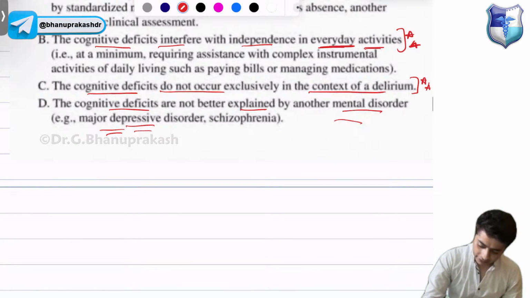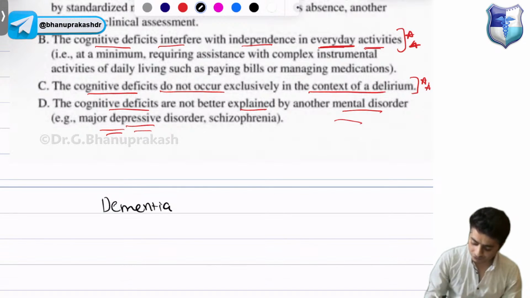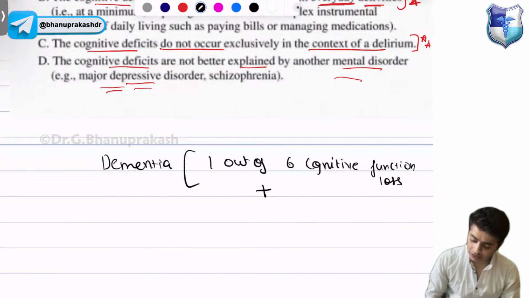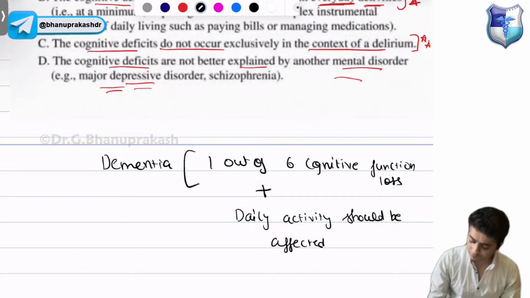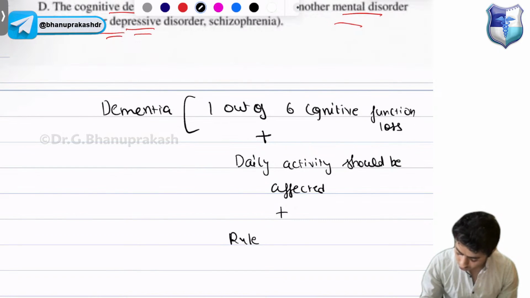So this means that for dementia, first, loss of one out of six cognitive functions, done, plus daily activity should be affected, done. And third, you should rule out delirium.